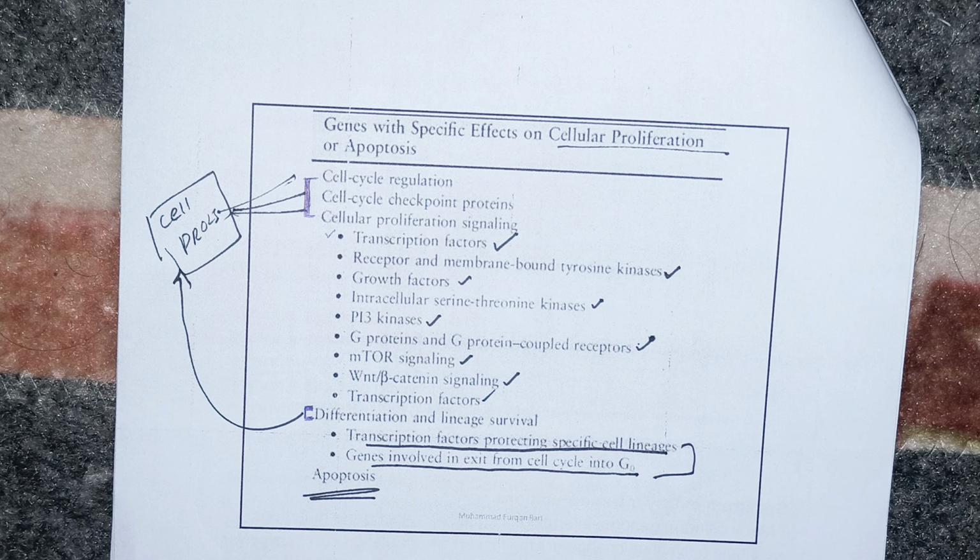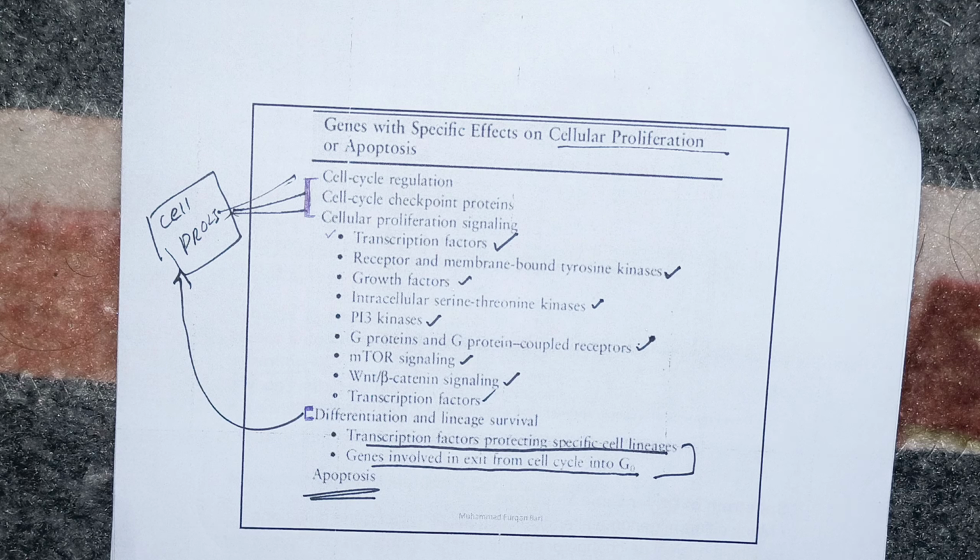And there are some factors that are responsible for differentiation of the cell. Let's suppose there are some genes that are involved in the exit from the cell cycle into G0. For example, neuronal cells do not multiply all the time. So there must be some genes that take the neuronal cells out of the cell cycle and put the neurons into the G0 phase. Go and sit in the G0 phase. You don't have to multiply anymore. You are a differentiated cell, you are a neuronal cell, and neuronal cells do not multiply.